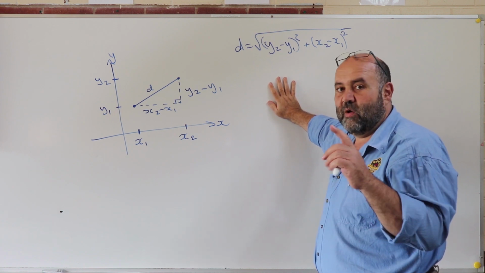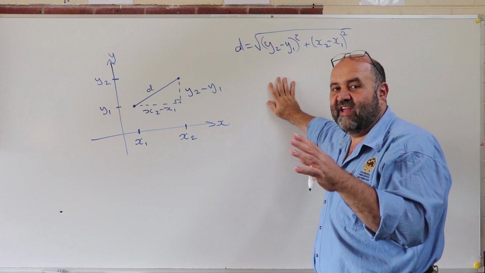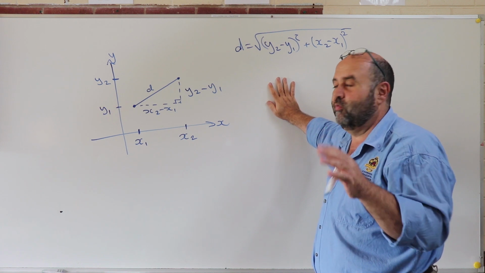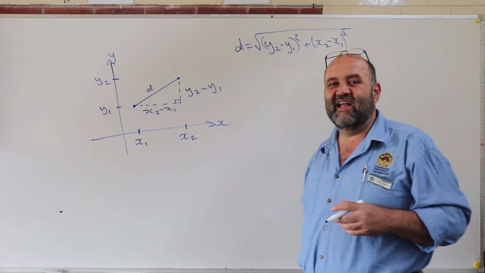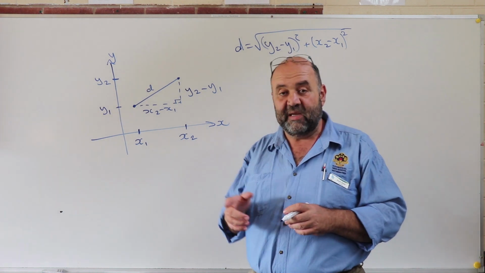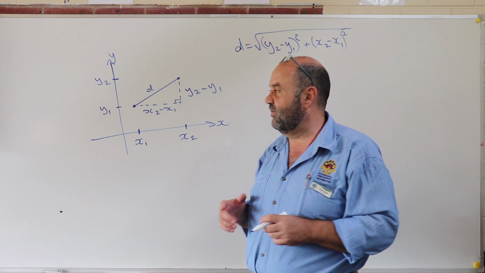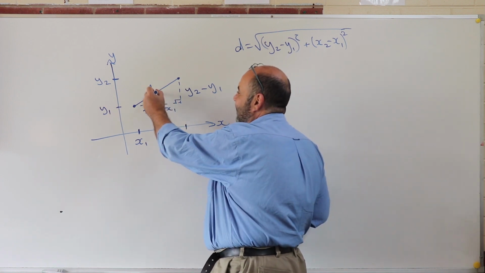I'm going to talk about one more formula, and then I'm going to look at examples of both formulas. So I've got the distance between these two points. Another thing I'd like to find is the midpoint of those two points, so the point that is exactly in the middle.